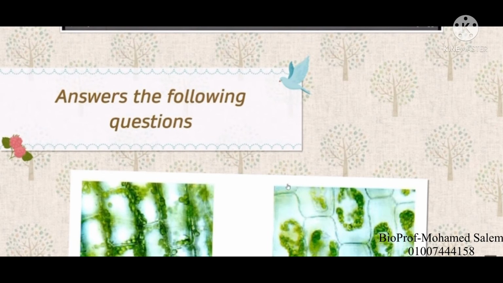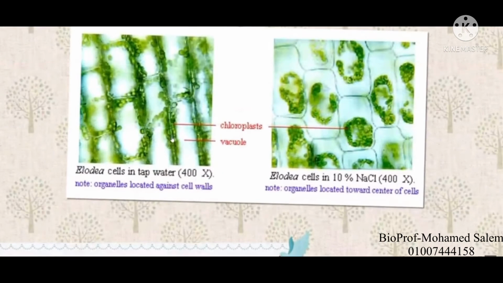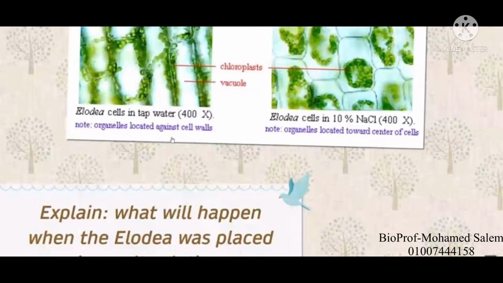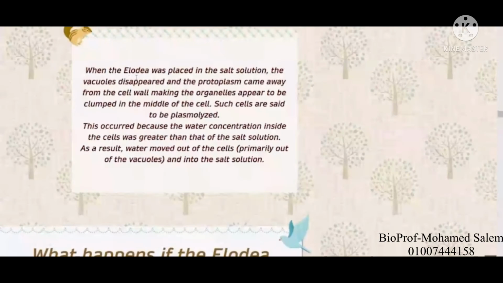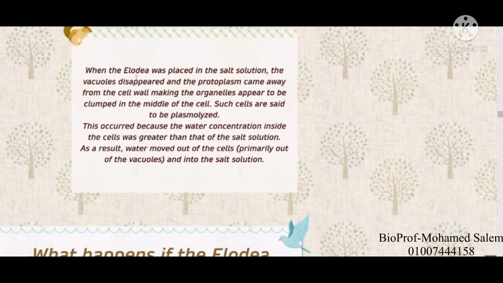Answer the following questions about the first support, physiological support. Explain what will happen when the Elodea is placed in a salt solution. Elodea is a plant that lives submerged in water. If it is placed in salt solution, the vacuoles disappear and the protoplasm comes away from the cell wall, making organelles appear in the middle of the cell. Such cells are said to be plasmolyzed.